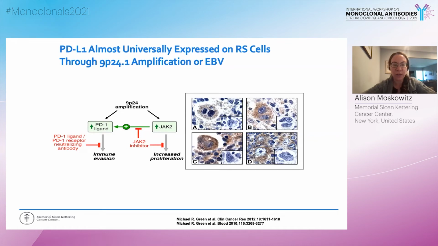and JAK2, which then further enhances expression of PD-L1, or through EBV, which is associated with about 40% of cases of Hodgkin lymphoma. So there's universal expression of PD-L1, and it's felt that this is related to the immune evasion that we typically see with Hodgkin lymphoma.